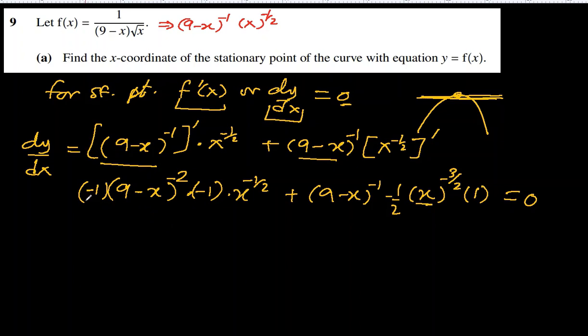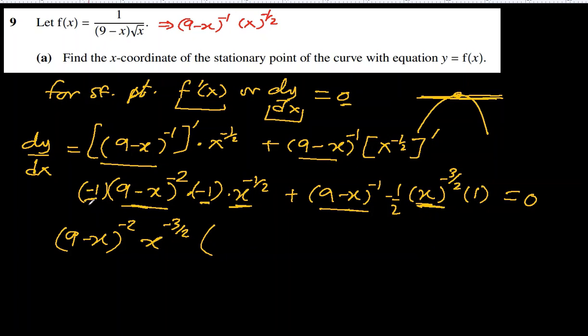All right, this minus 1 and this minus 1 make it positive, right? Now, what is the common between this and this? The common is always the one with smaller exponent. Minus 2 is smaller exponent. So we will take that as common. So let's take 9 minus x to the power minus 2 as common. In x to the power minus half and x to the power minus 3 over 2, what is smaller? Minus 3 over 2 is smaller, so we'll take it common.